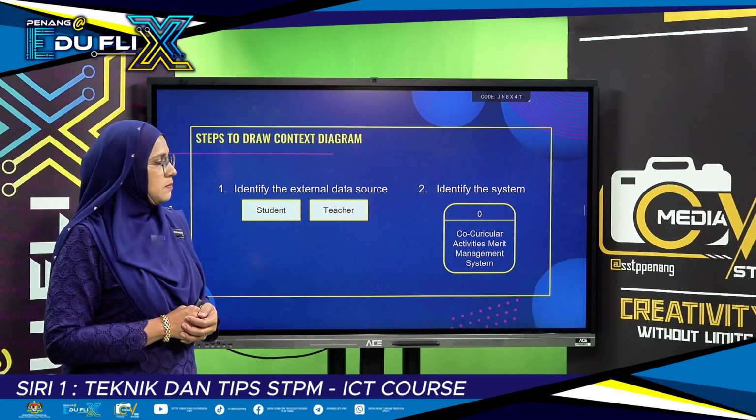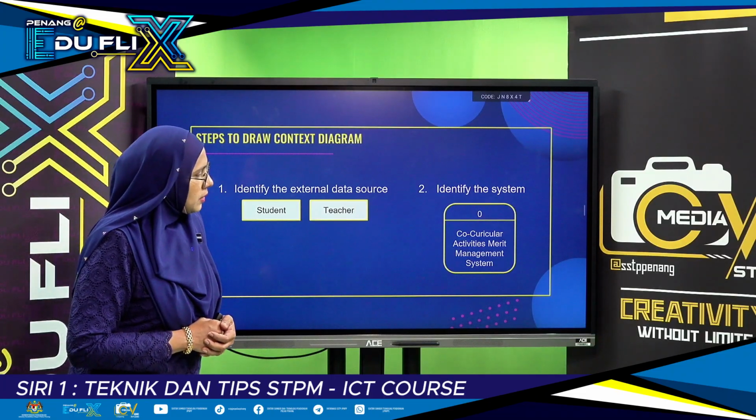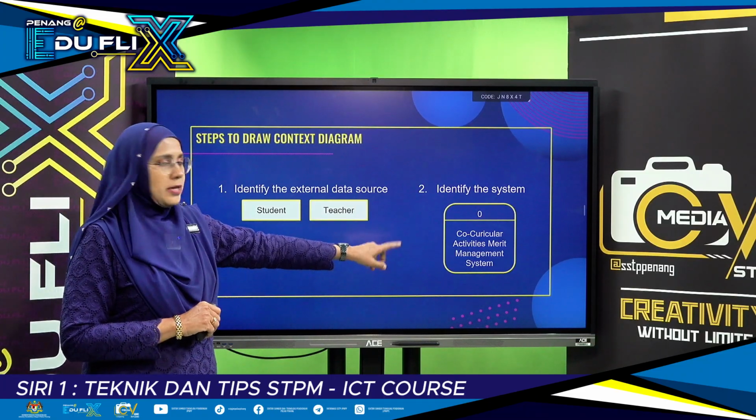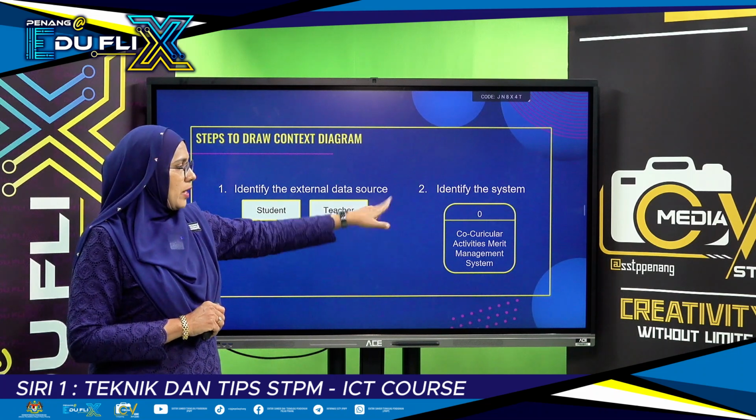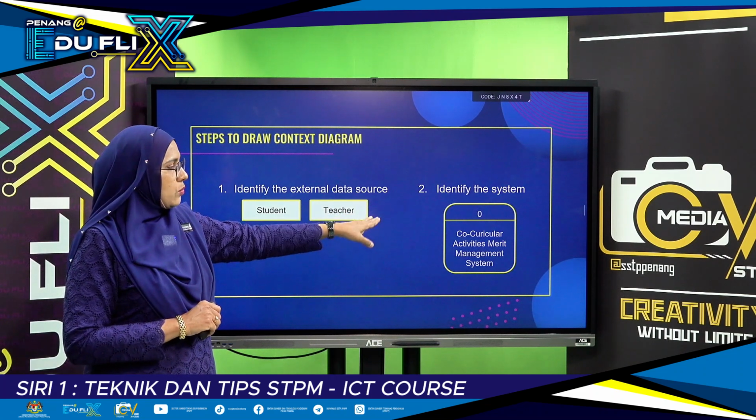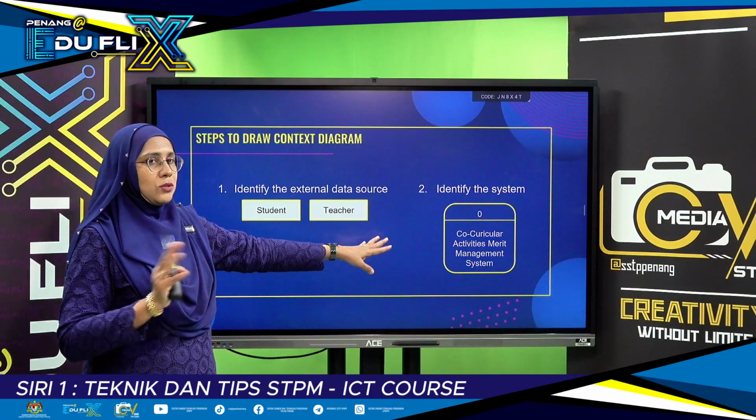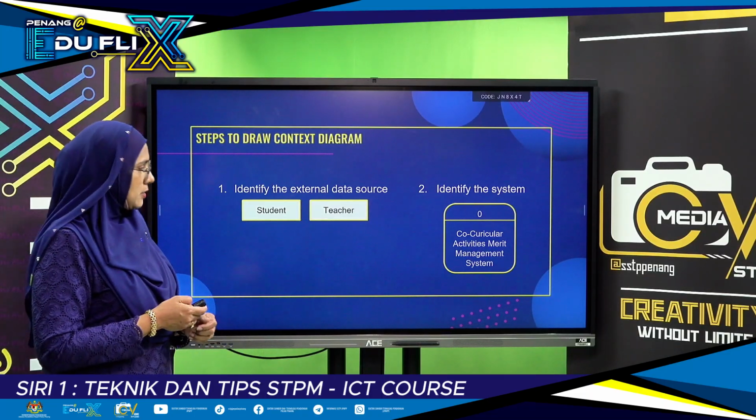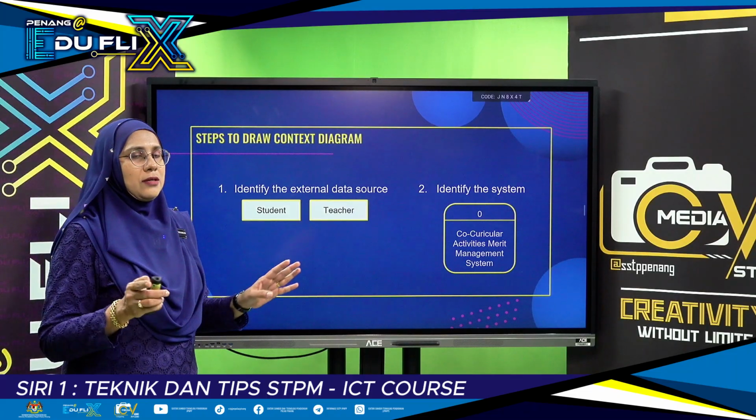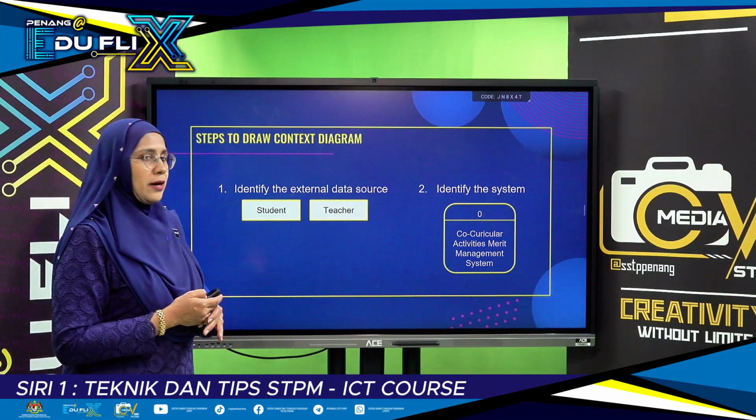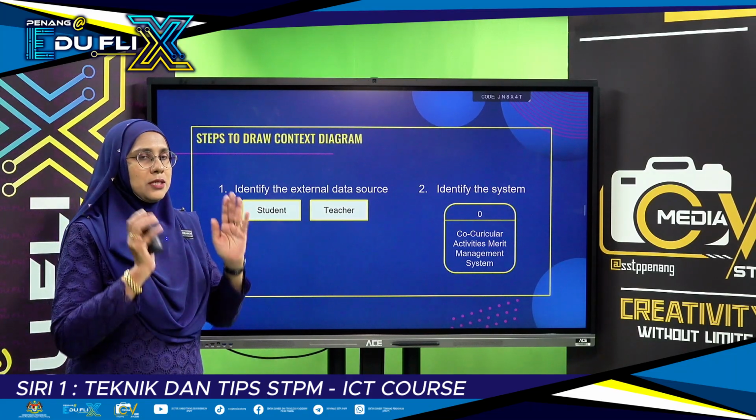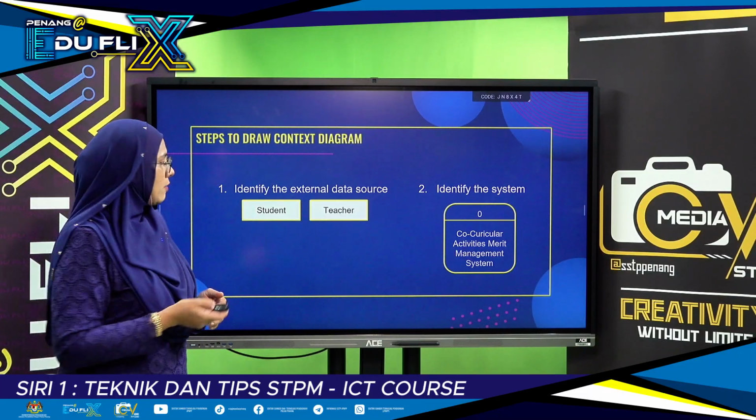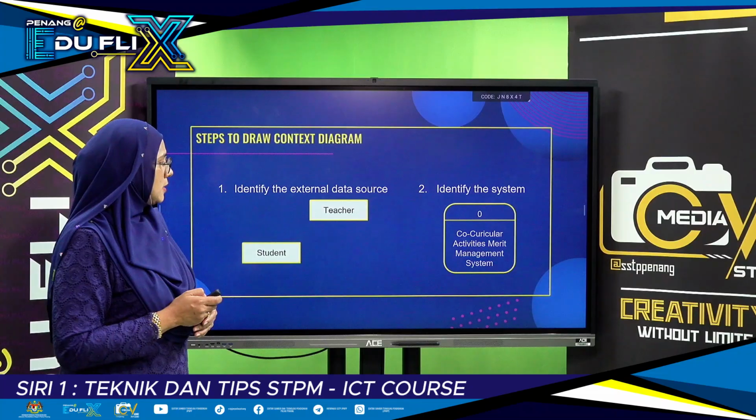And then the system's name is co-curricular activities merit management system. You must write system at the end. Okay, whatever you write at the top, co-curricular activity system will also do. But you must write system at the end. Okay, next, you need to arrange the context diagram accordingly. So usually the system will be at the center and then the external data sources will be at the left and right. Okay, like this.